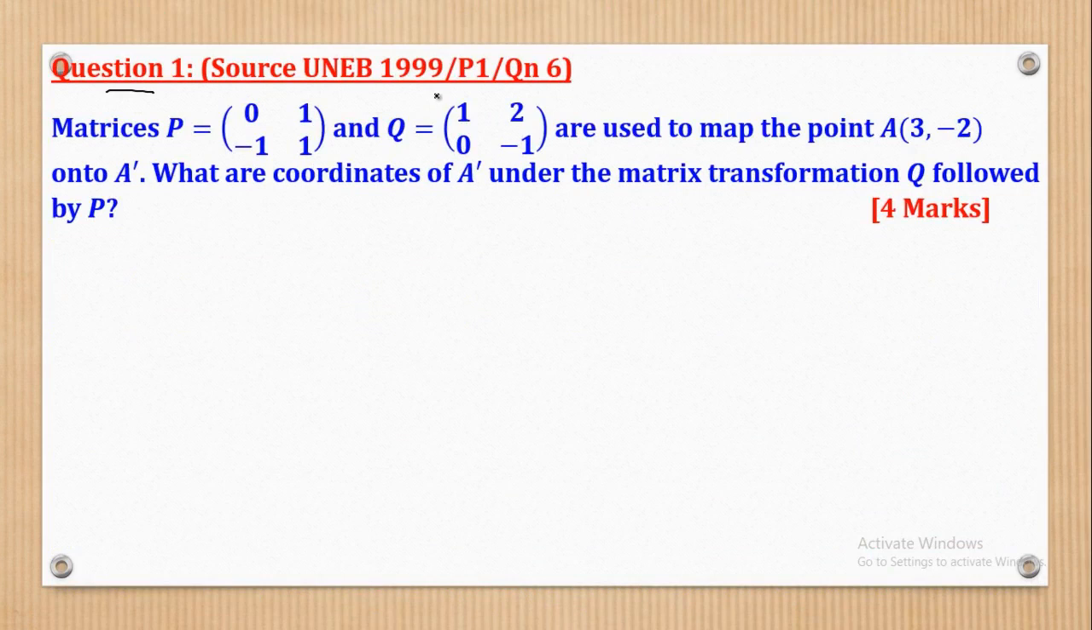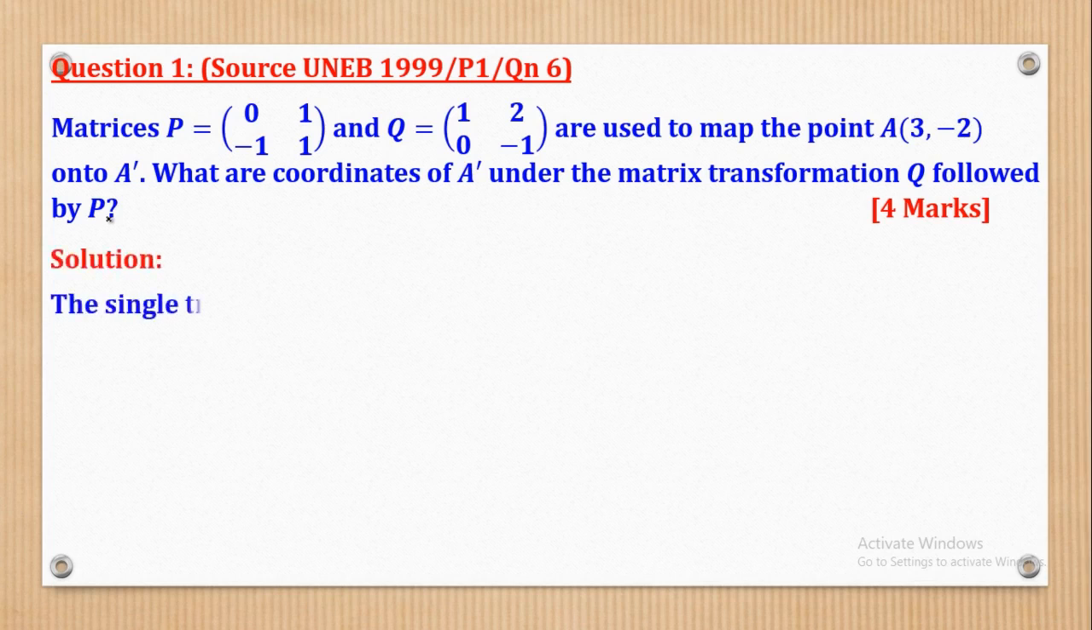Question 1 came from UNEB 1999, paper 1, question 6, and says matrices P, which is 0 1 negative 1 1, and Q, which is 1 2 0 negative 1, are used to map a point A, which is 3 negative 2, onto point A prime. What are the coordinates of A prime under the matrix transformation Q followed by P? Q followed by P means that the matrix will be PQ, because we know that what is last comes first and what is first comes last.